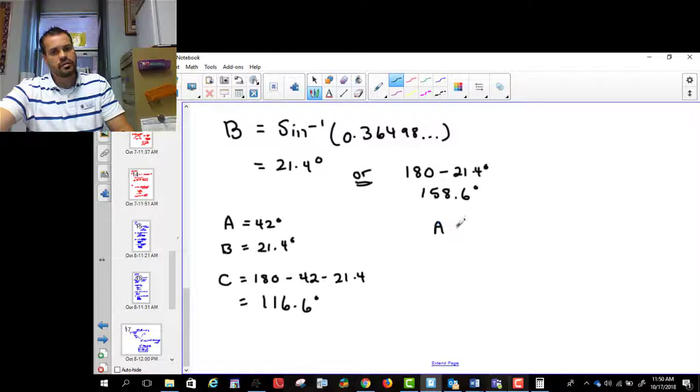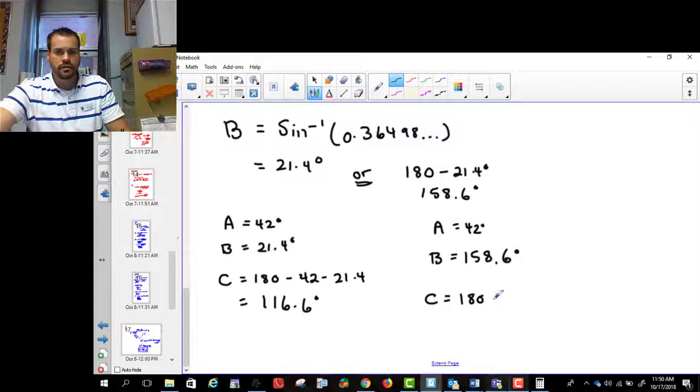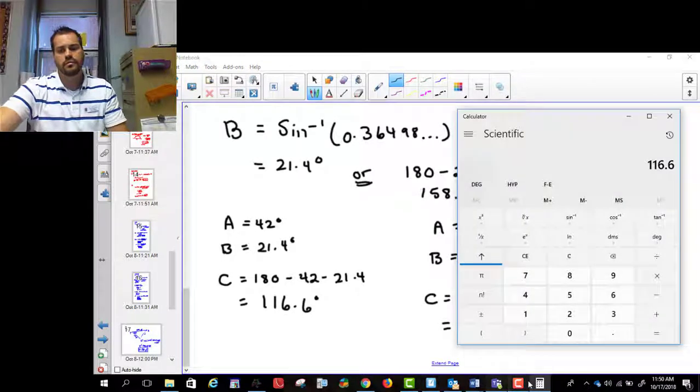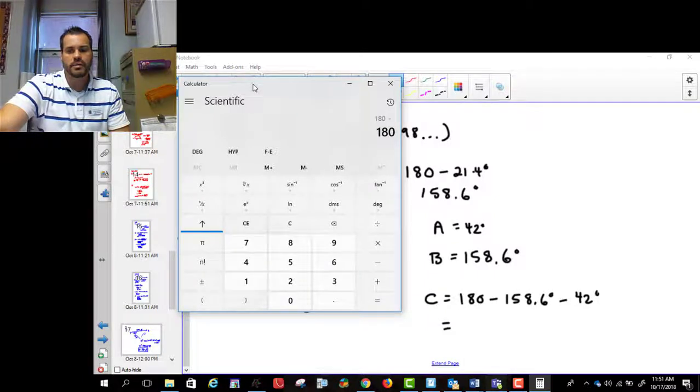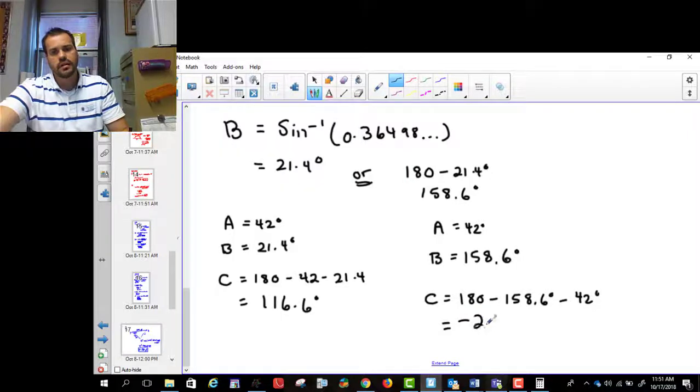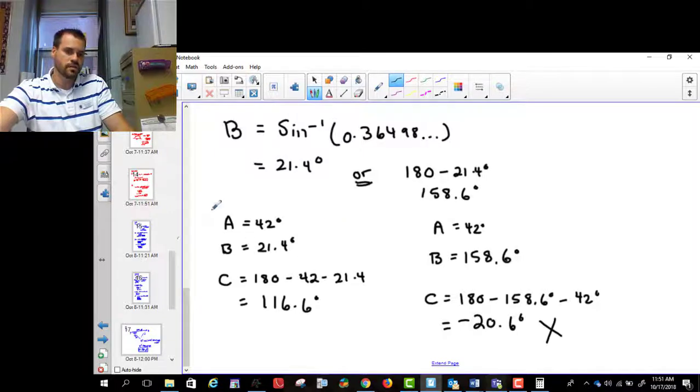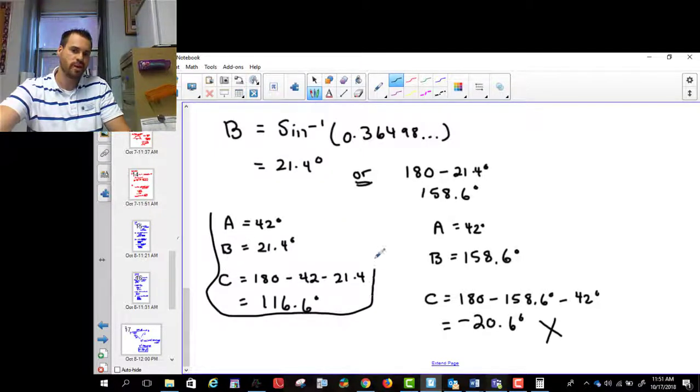Here, I've got A is 42, and I've got B is 158.6. And I say that means that C is 180 minus 158.6 minus 42. I move this over so you can see it, 180 minus 158.6 minus 42, and I get negative 20.6. Is that possible? We say, nope, we can't have a negative angle. So there still is only one solution, even though it's possible that there's two.